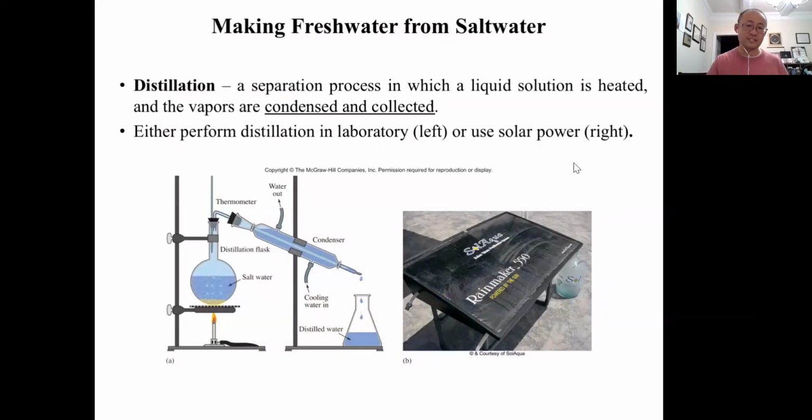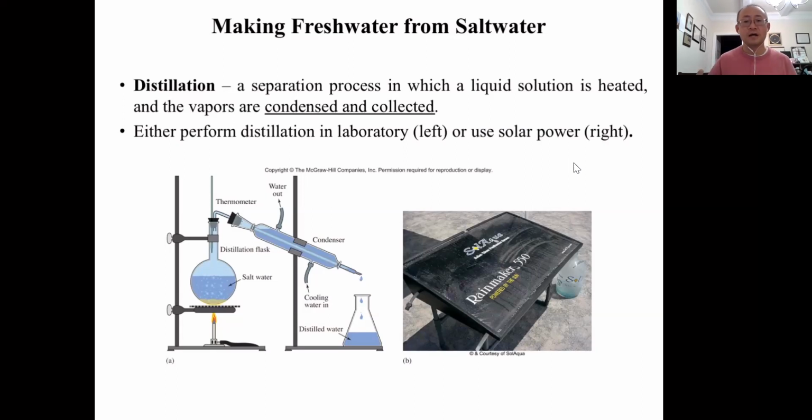Distillation. The picture on the left shows you a lab-scale distillation device, where you heat seawater, or even contaminated water, and then the water vapor is condensed by a condenser, which is running coolant or cold water. Then you collect the water, and we call that distilled water.